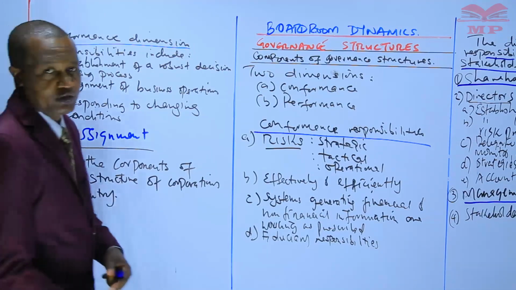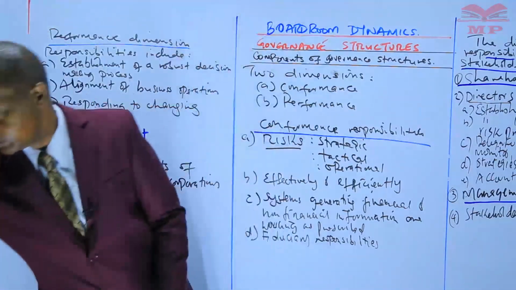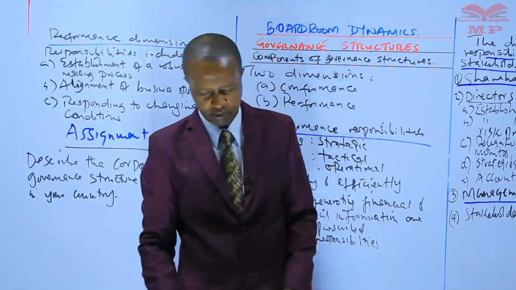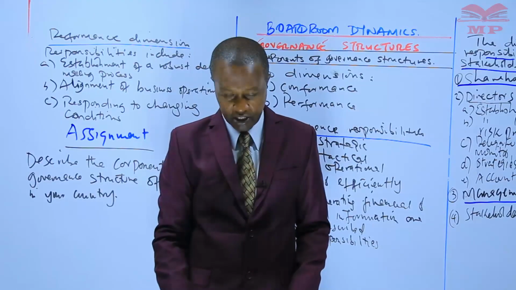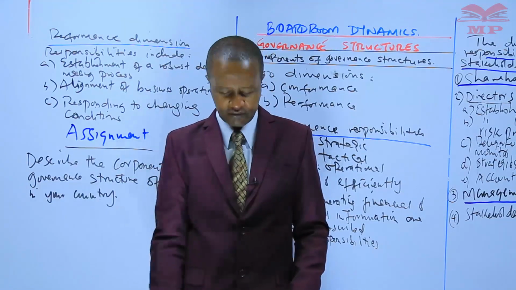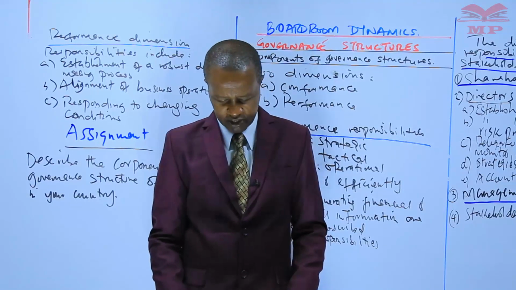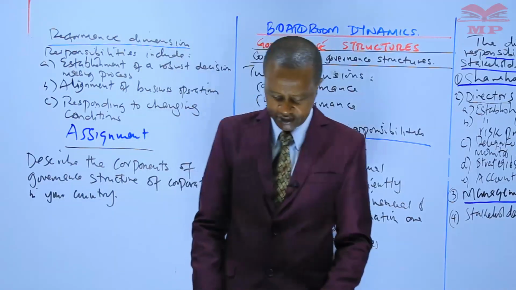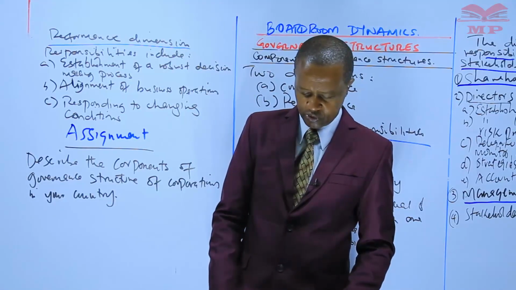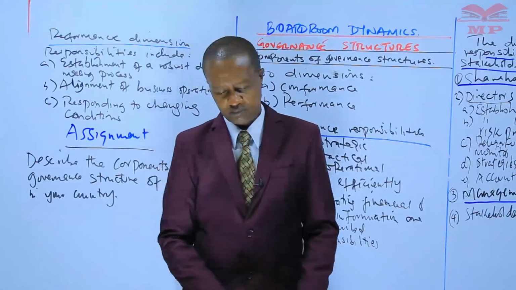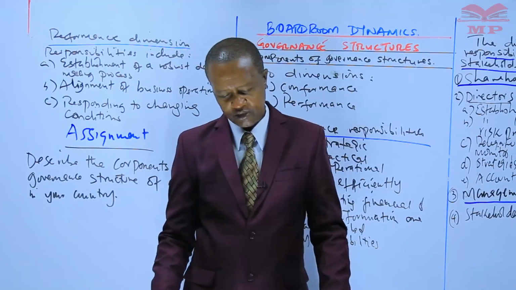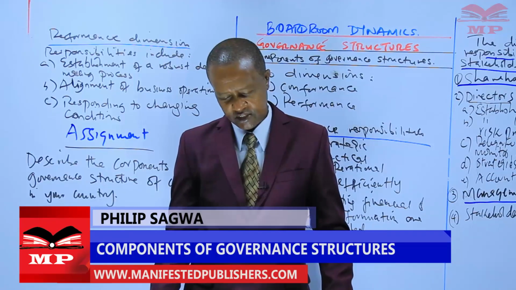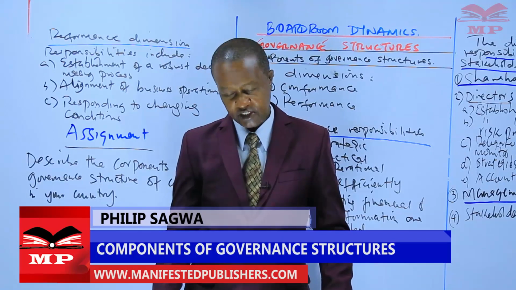Thank you for your time. I hope to meet you in our next session where we continue to study the subject corporate boardroom dynamics. We are still on the third chapter, governance structures. Today we've done the components of governance structures. Next lesson we are going to study the board size. Then we'll look at the committee structure, the director considerations, best practices when creating and implementing governance structures, then evaluating governance structures in organizations.